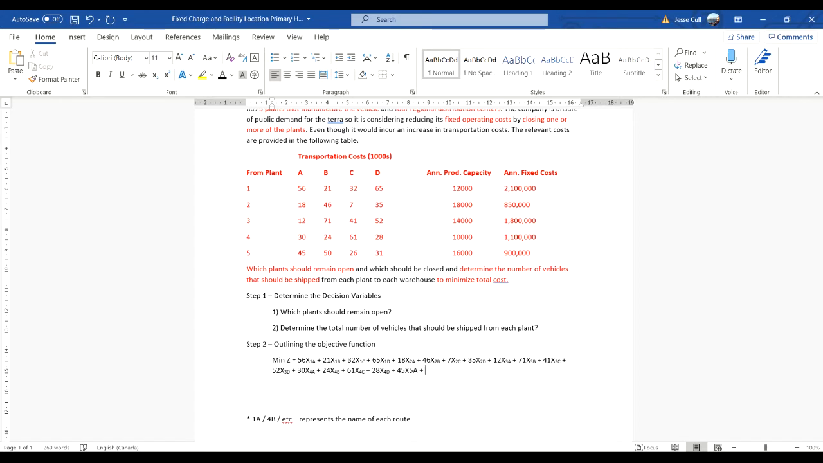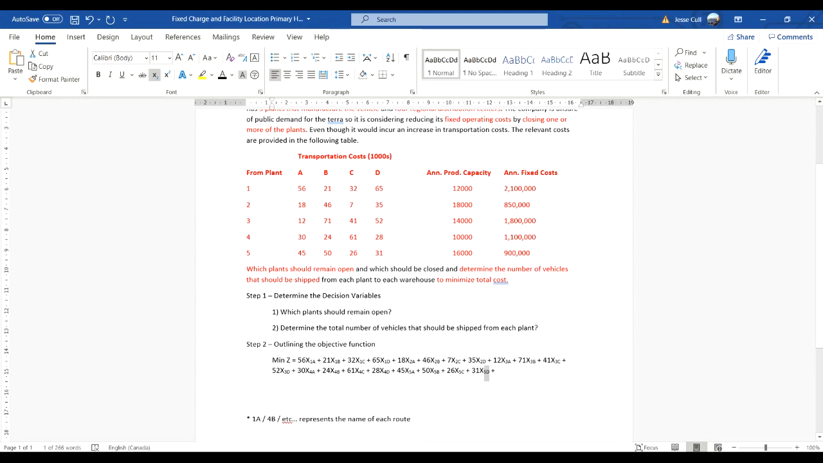45x5a plus 50x5b plus 26x5c plus 31x5d. Last one, this is every route that runs from plant 5. If we check any of these numbers, if we check what they correspond to, we can see the route.